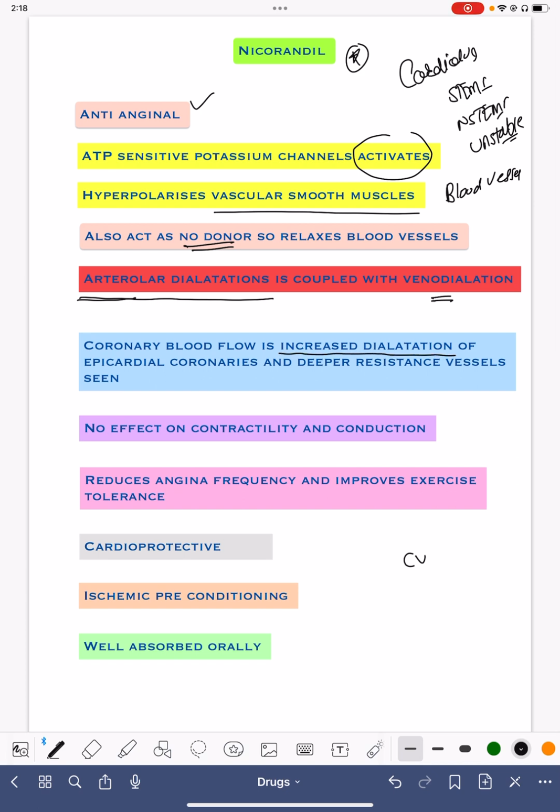Because there is an increase in dilatation of the epicardial coronaries. Epicardial coronaries means the right coronary artery, the posterior descending artery, the left anterior descending artery, the left circumflex artery. These are all epicardial arteries. Epicardial means those arteries which are present above the myocardium, over the muscles. So this Nicorandil not only causes the dilatation of the epicardial coronaries, but it also causes dilatation of the deeper resistance vessels.